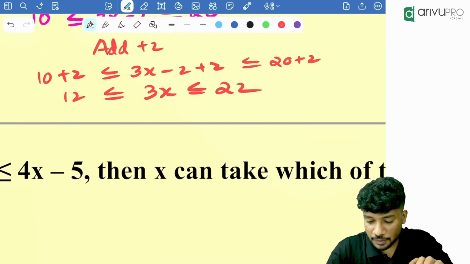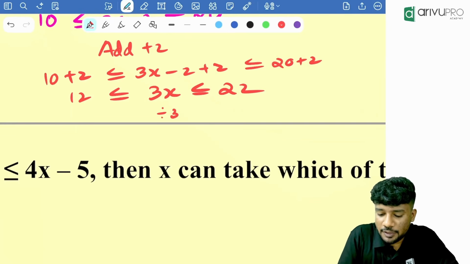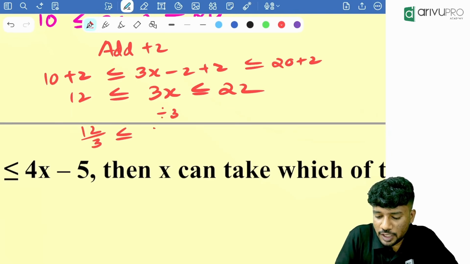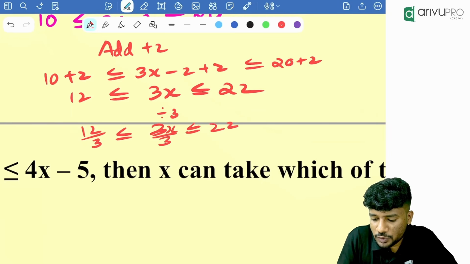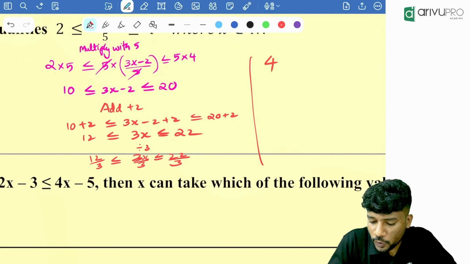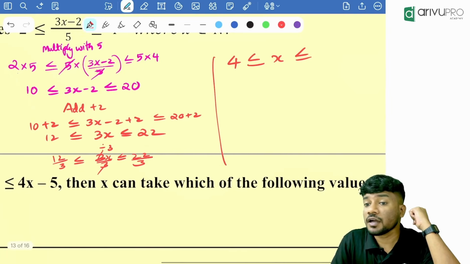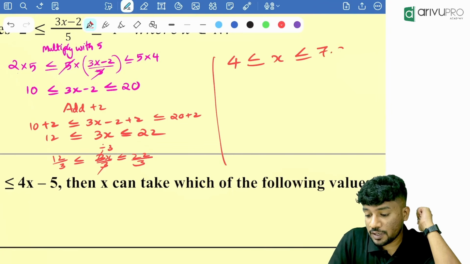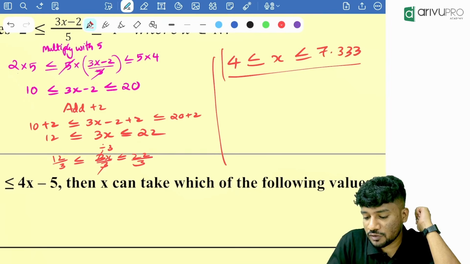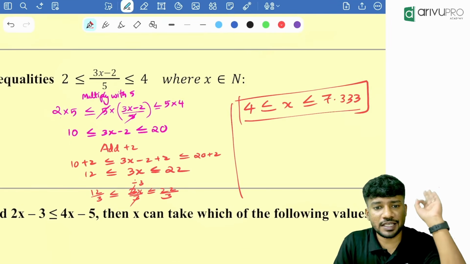Now is it fine, Bhavdharani? So what I will do? I will divide everything with 3. That means 12 divided by 3 less than or equal to 3x divided by 3 less than or equal to 22 divided by 3. Can anyone tell me 12 by 3 is how much, people? 4. Less than or equal to x, as 3 and 3 got cancelled. What is remaining? x. Less than or equal to 22 by 3 is how much on your calculator? 7.333. So this is our answer. The x value should be in between 4 and 7.333.